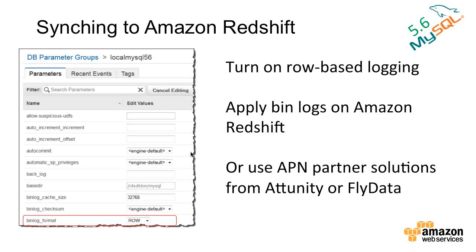Or you can use the Amazon partner solutions from Attunity or FlyData that will allow you to do this as well. They will be able to automate this entire workflow for you where you take the data and push it to Redshift on a regular interval. Or as the changes keep happening, you can keep pushing data into the Redshift database as well. But remember, this is meant for smaller updates going in, not for your entire data coming in. When your entire data comes in, we would recommend that you load data into Redshift instead of applying the bin logs to Amazon Redshift.